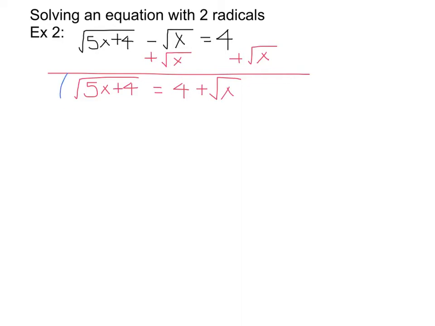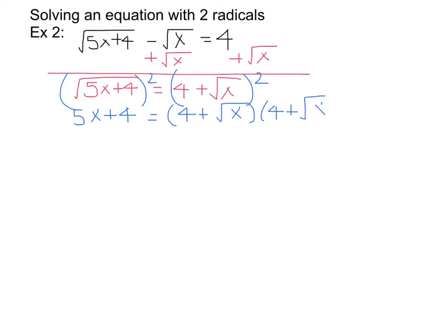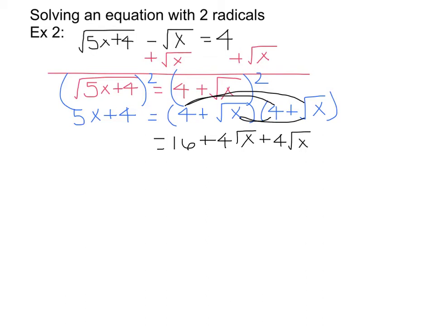To get rid of the square root, we square both sides. That gives me 5x plus 4, and we have to FOIL this right-hand side. So I'm going to write it twice to help me FOIL it. 4 times 4 gives me 16. 4 times the square root of x gives me 4 square root x. Square root x times 4 gives me the exact same thing. And then square root x times square root x gives me just x.